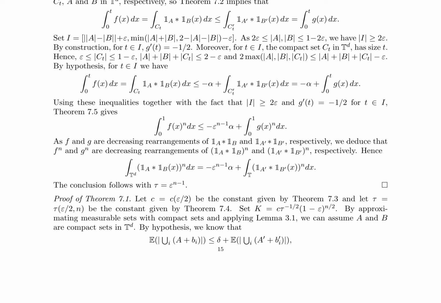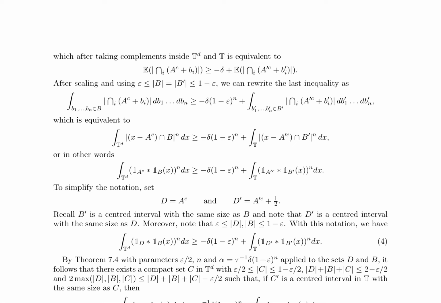consequences for the field. The authors derive an inequality by taking the complement of the sets inside Td and T, yielding the expectation of the intersection of AC plus B and AC plus B being greater than or equal to delta plus the expectation of the intersection of AC plus B. After scaling and applying bounds on B and B, the inequality is rewritten as an integral display, which is further simplified by setting D equals AC and D equals AC plus 1/2.